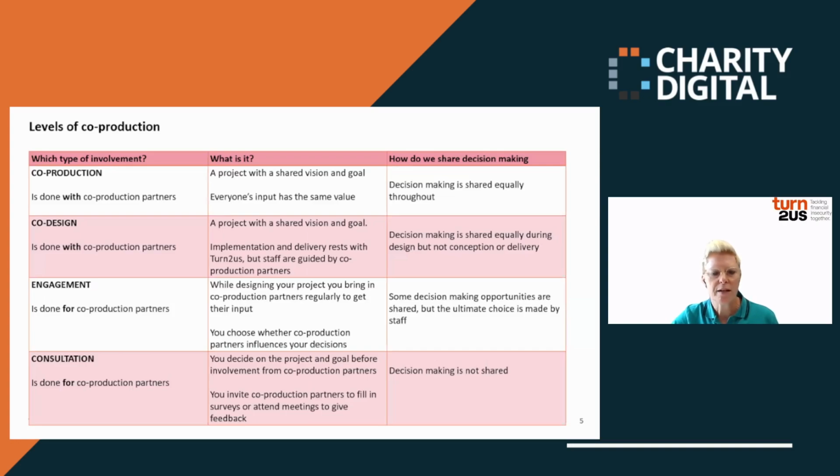So a bit more detail on each level. Co-production is done with co-production partners. So it's a project with a shared vision and goal. And the key bit on co-production is it has been decided with co-production partners from the outset. So it's a partnership of equals. Everyone's input has the same value, and all decisions are made jointly. So co-production partners are involved through the process from conception through design to delivery.